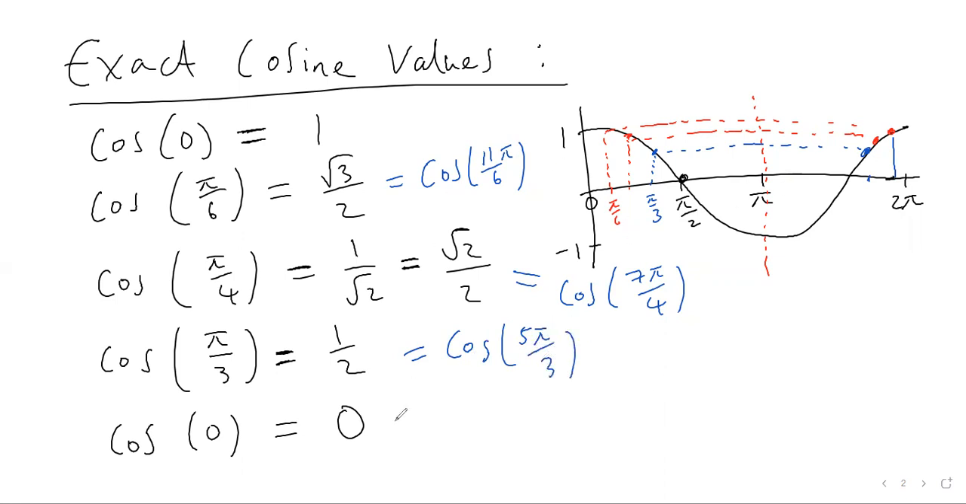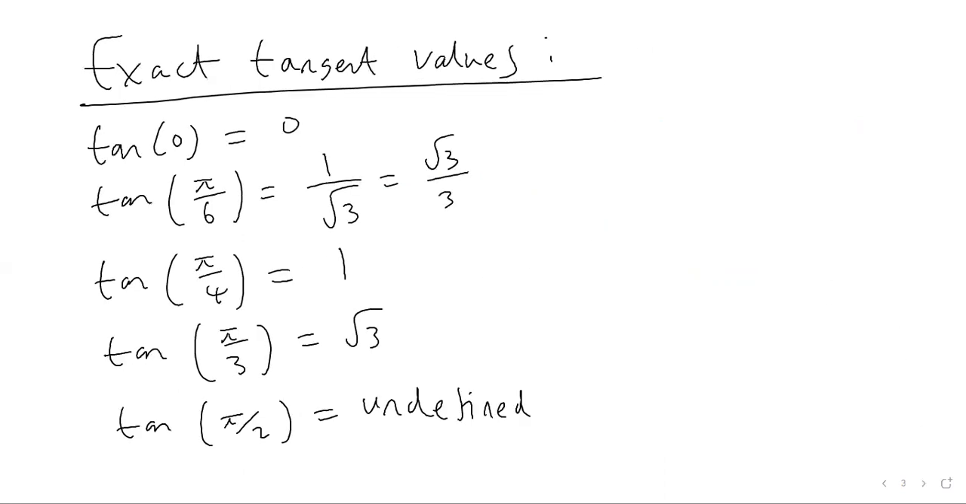So again, you can use the cos graph to get exact values for angles bigger than 180 degrees or bigger than pi radians. And a similar thing with these tan ones. So the values of tan: tan 0 is 0. Tan pi over 6 is actually 1 over root 3. That's exactly the same as root 3 over 3. Tan of pi over 4 is 1. Tan of pi over 3 is root 3. And tan of pi over 2 is undefined because we actually have an asymptote when the angle is 90 degrees or pi over 2 radians.